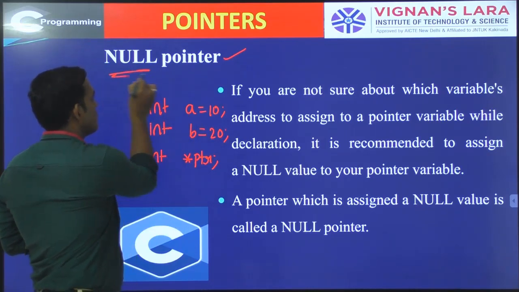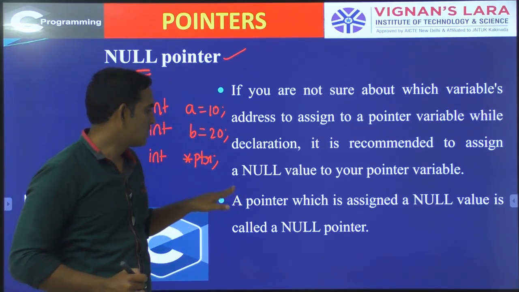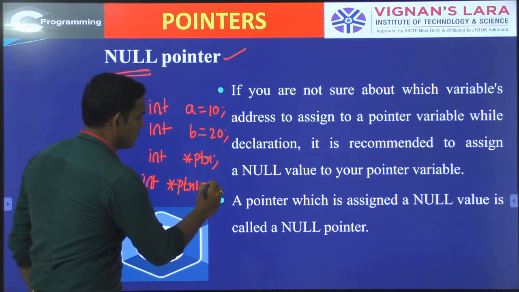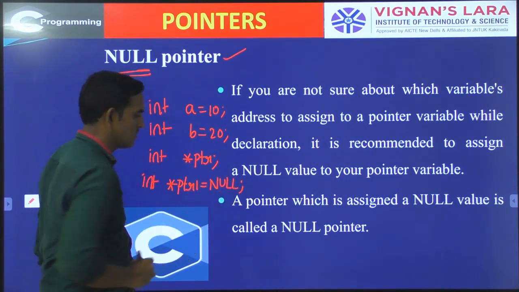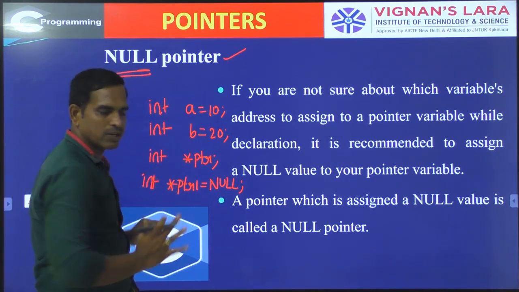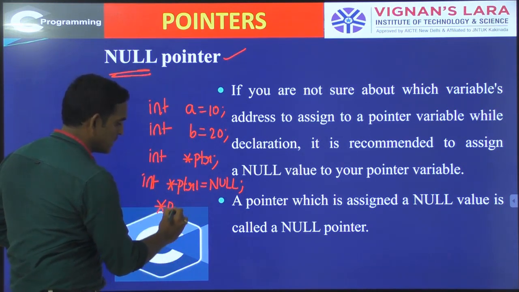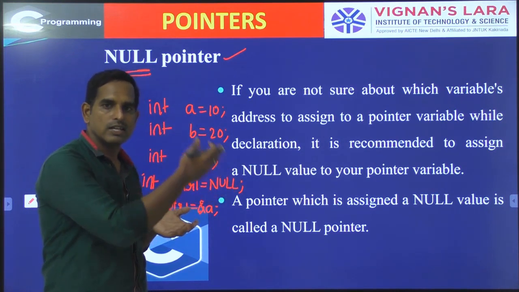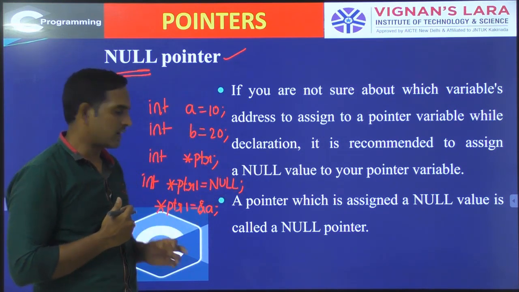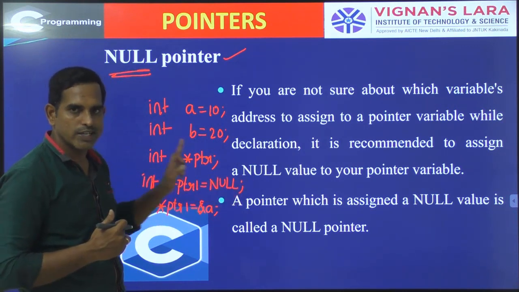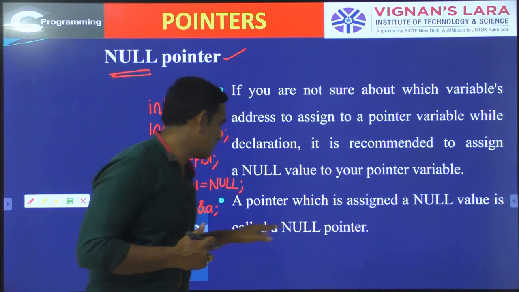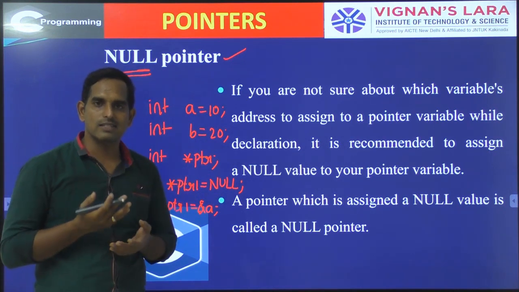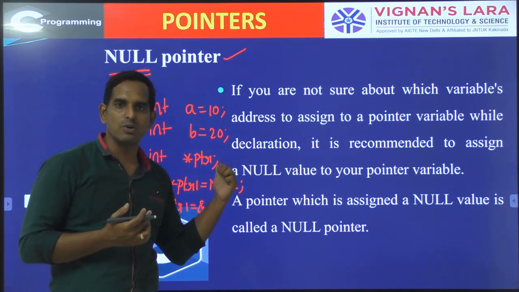You are having a special value called the null value. If you don't know which to assign, you can initialize it to null like this. Initially I can keep it as null. Later part of the program you can assign it to any variable, that is, I can place the address of A. It is like giving 0 at the initial time. Later you can change that value. So a pointer which is assigned a null value is called a null pointer. So this particular instance PTR1 is called a null pointer because we have assigned a null value to the particular pointer.